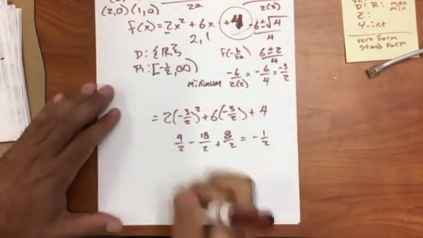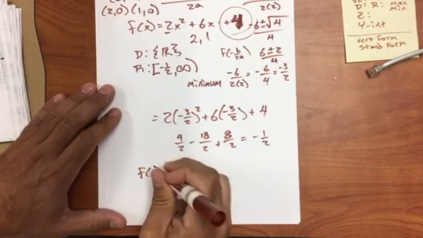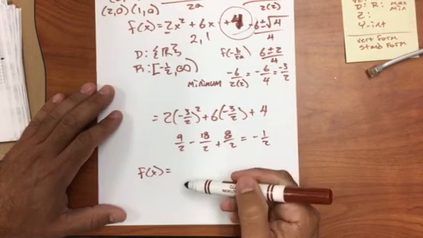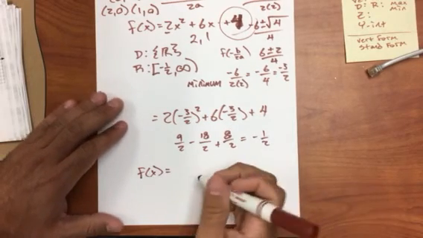So the problem that I want you to do is I want you to do this problem and give me all of those pieces. Domain, range, if it's a maximum or minimum, find the zeros, find the y-intercept.